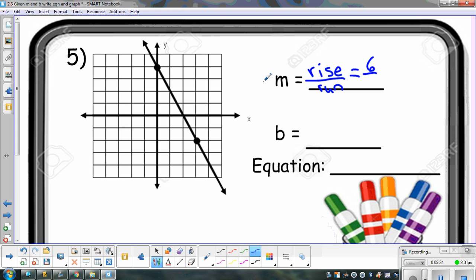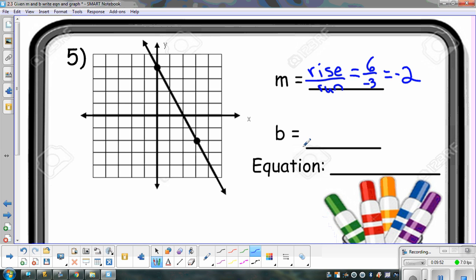And once we have risen our 6, we run 1, 2, 3. But we ran to the left, so that's negative. Rising up is positive. Left when you run is negative. Now that can be simplified. 6 divided by 3 is 2. Signs are different, so it's a negative 2.